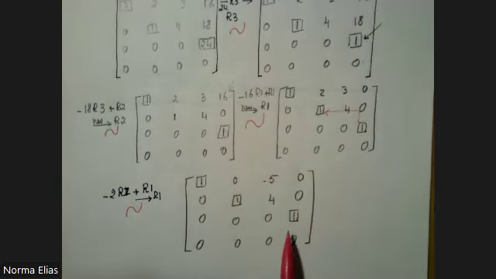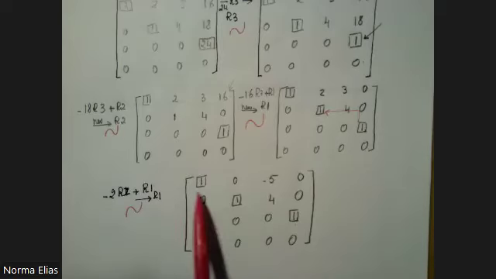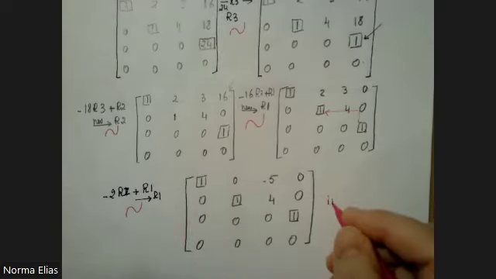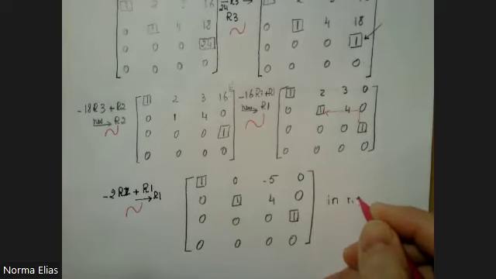And now am I in reduced echelon form? Leading are ones. Every leading is the only non-zero in its column. Definitely that's the reduced echelon form.